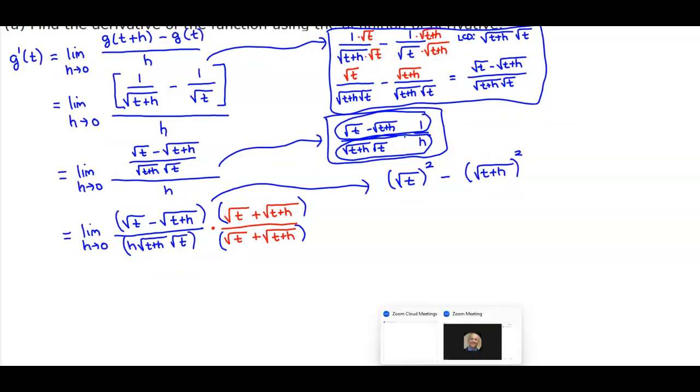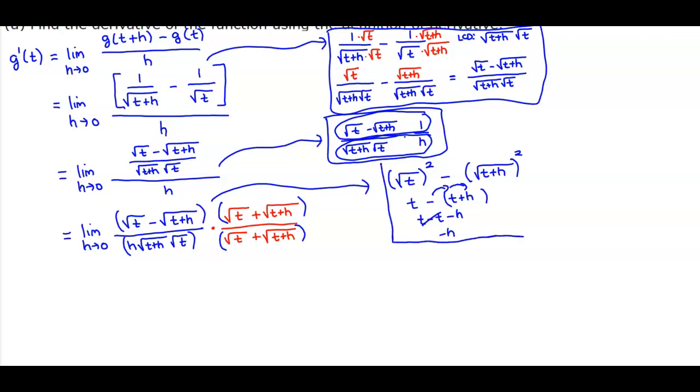Now when we square the first term, we get the square root of t squared, which is t, minus, now we have two terms under the radical. So when we square the radical, we get t plus h. Now when we distribute the minus sign, we get t minus h. And what's left is negative h. And therefore, that's what's going to go in the numerator.